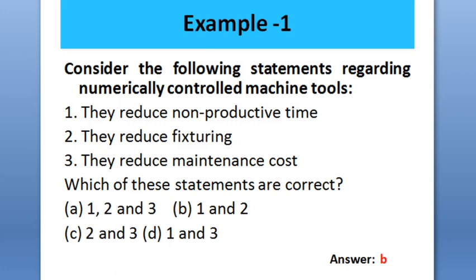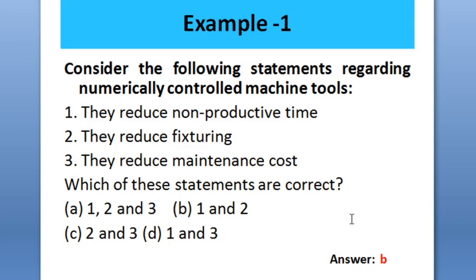In NC or CNC machines, maintenance is difficult, but they reduce the non-productive time. Therefore, the productivity rate is improved in NC and CNC. Also, there is automatic tool setting and job setting, and it is easy to change jobs. Therefore, it reduces fixturing. The maintenance is very difficult in an NC system. The options are: 1 and 2, 2 and 3, and 1 and 3. The statement that maintenance cost is reduced is wrong.